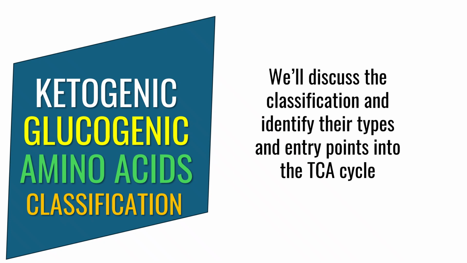Welcome to this video on the classification of amino acids based on their metabolic fate. There are 22 amino acids that form all proteins, which are mainly obtained through the diet. In this video, we will discuss the classification and identify their types and entry points into the TCA cycle.